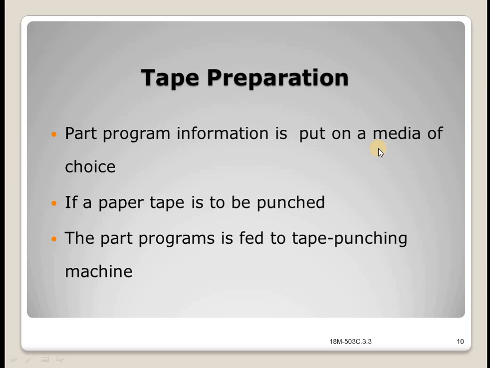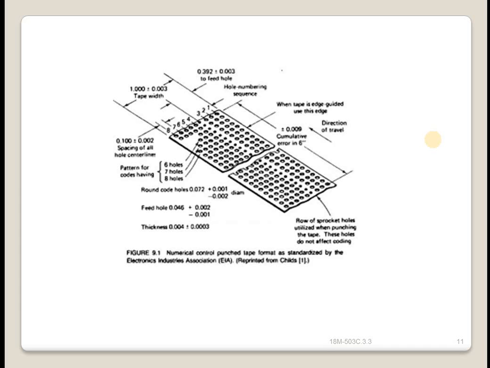In tape preparation, except for the physical form of coding, that is punched holes, many of our comments on the programmer formatting and coding apply equally well to other forms of input media such as magnetic tapes. The NC tape, the punched tape used for NC, is 1 inch wide. So this is an example of punched tape. It is standardized as shown in this figure.